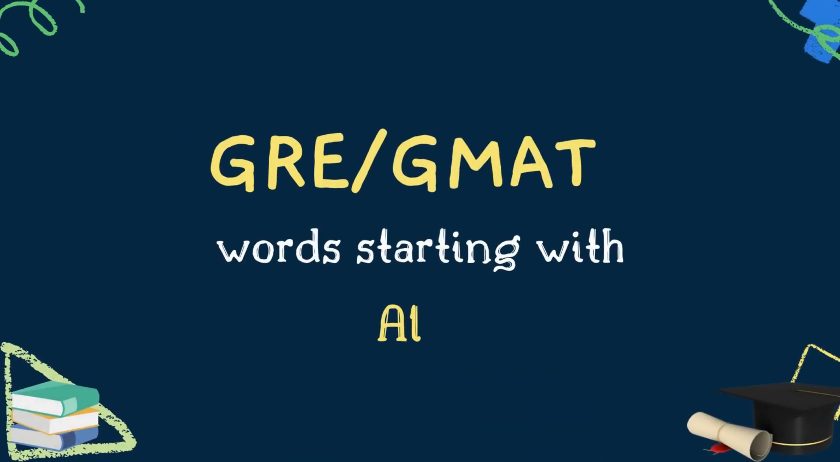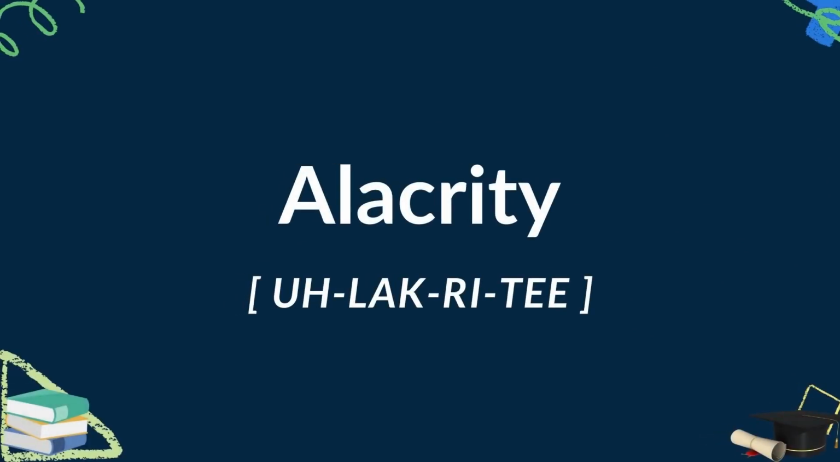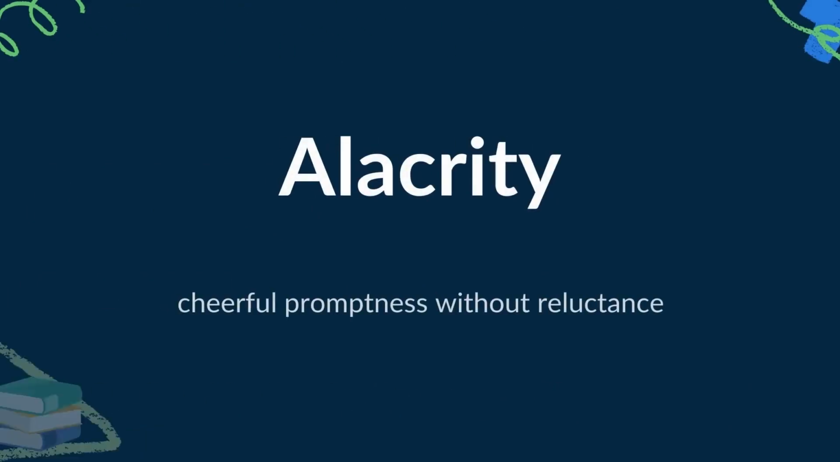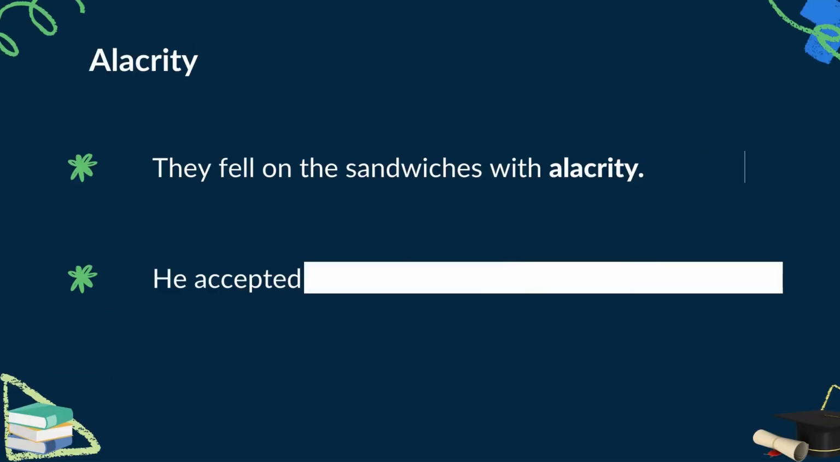Today, we will learn some new vocabulary that may help you prepare for your GRE exams. In this video, we will look at some words beginning with AL. The first word is alacrity. Alacrity means cheerful promptness without reluctance.